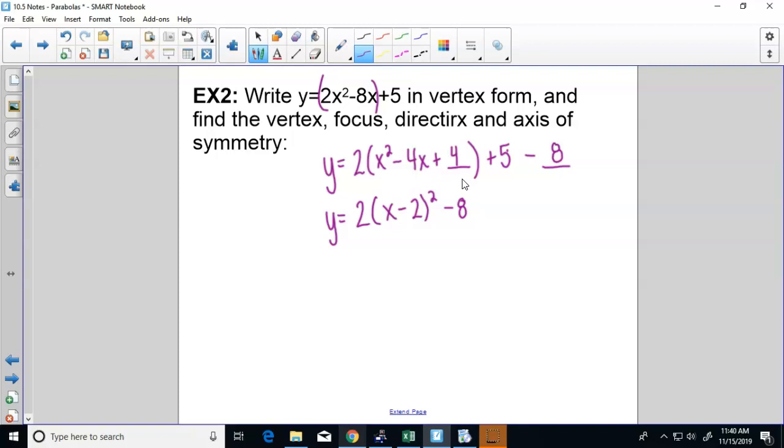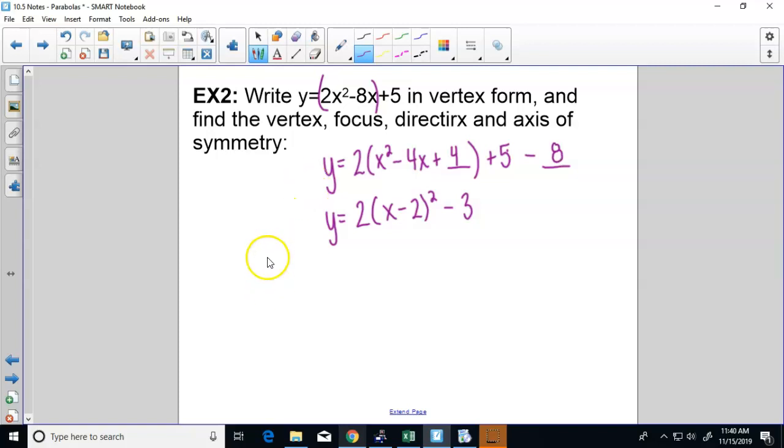Okay, questions? Oh, yes, thank you. Oh, it is not negative 8. It is negative 3 because I've got to combine my 5 and my 8 there. Does that look better?